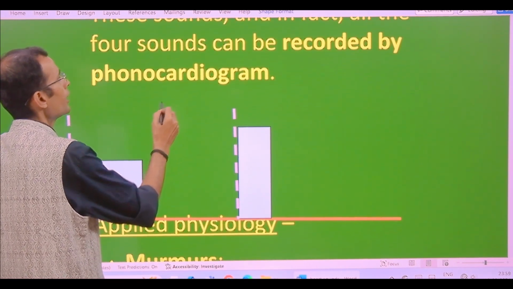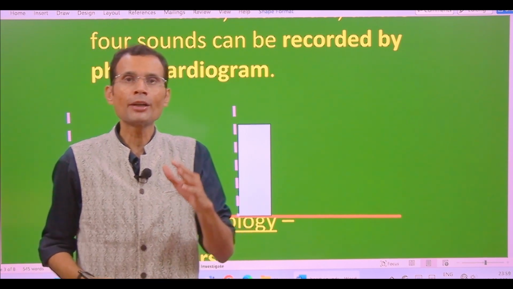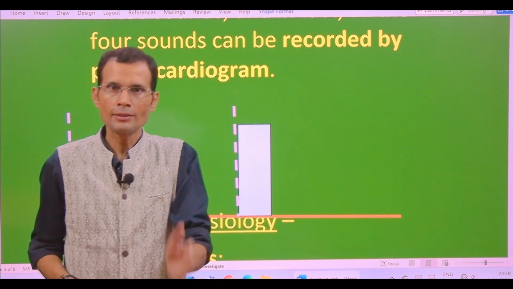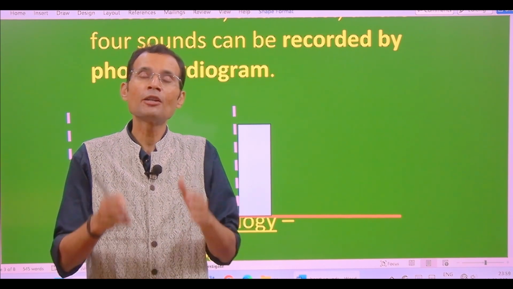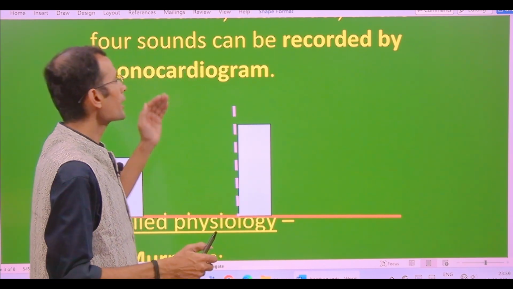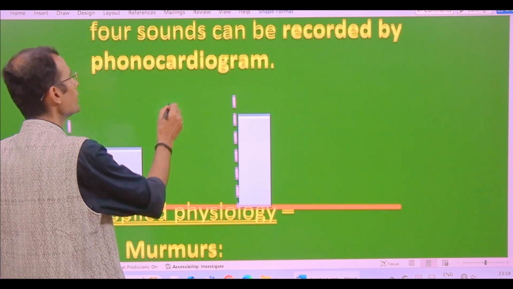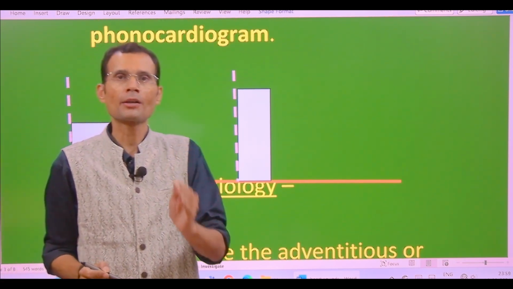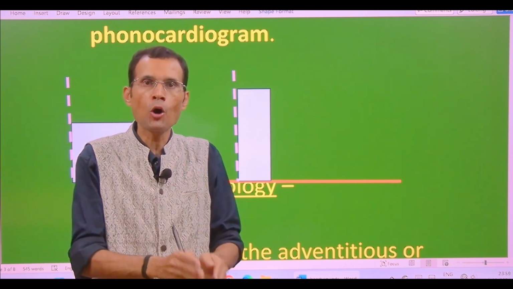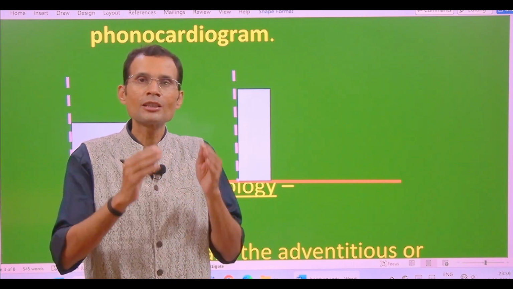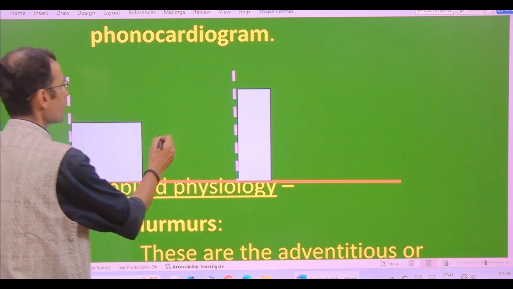Now these sounds, well, although you cannot hear S3 and S4, but those sounds, and in fact all 4 sounds are recorded, they can be recorded by phonocardiogram. So another Viva question answered. How can you record the sounds? The answer is phonocardiogram.